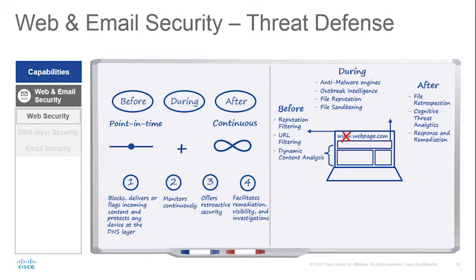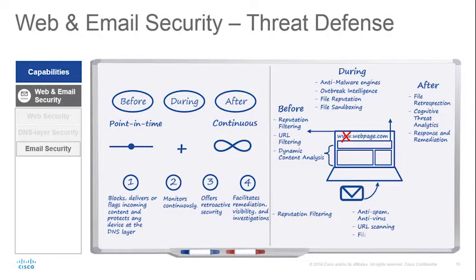AMP Threat Grid, which provides additional malware analysis and threat intelligence capabilities, is integrated with web and email security, and since then, we've seen a significant rise in detected threats. Cisco also offers protection for email across the attack continuum. Reputation filtering drops 80 to 90% of spam automatically before it even enters your network via email. Cisco's email security solution protects the customer from inbound threats, including anti-spam and antivirus defense, URL scanning, file reputation, file sandboxing, and continuous analysis and retrospective alerting with AMP.